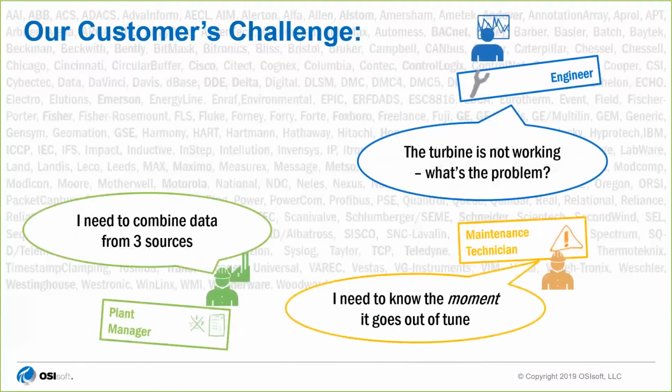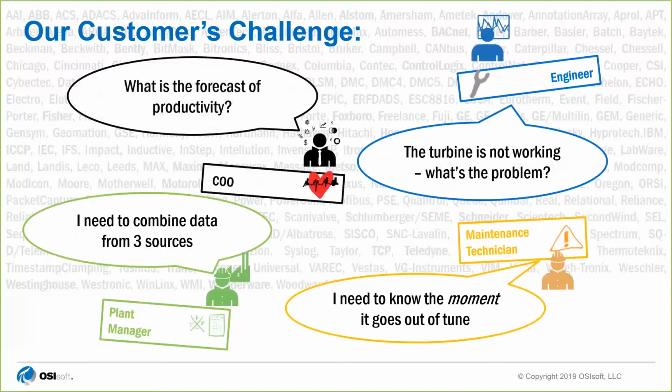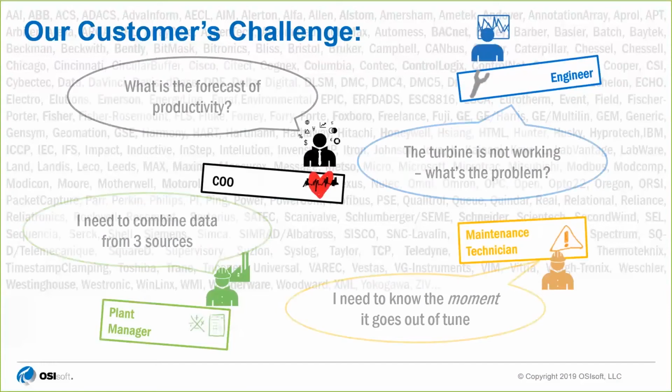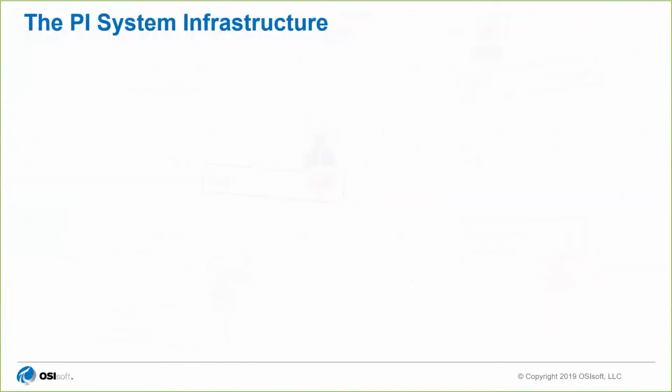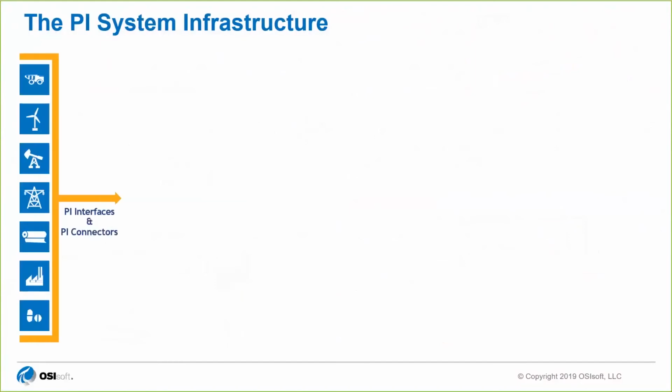I have a technician that needs to know the moment something goes out of tune. I have a set point or an acceptable run limit, and whenever it crosses that limit, I need to be alerted immediately. And then maybe I have the COO up here, with an iPad, checking things out and saying, how's the plant been running? What's the forecast of my productivity? I need to talk to investors. I need to have that information at my fingertips. So whoever your users are, the PI infrastructure is going to be that bridge across the gap between where your data starts and where your users start.